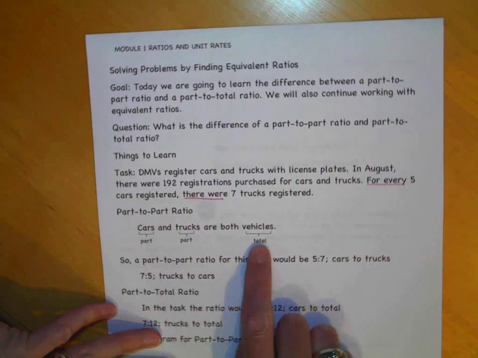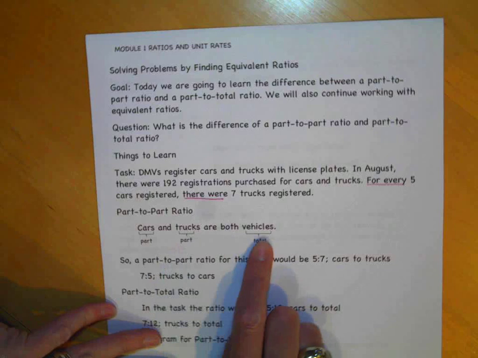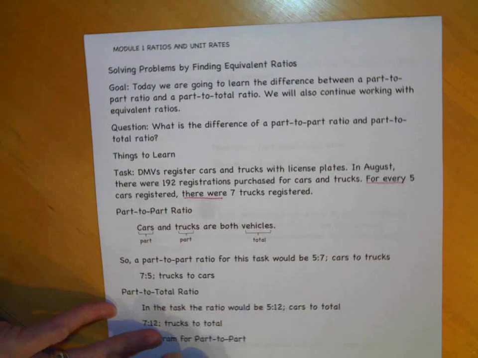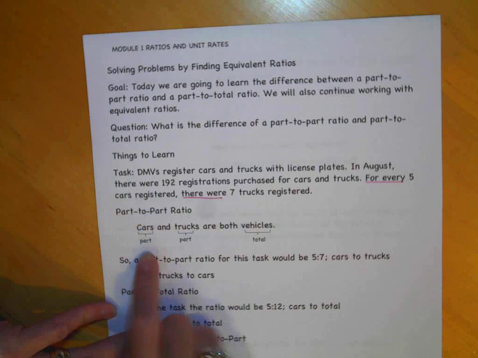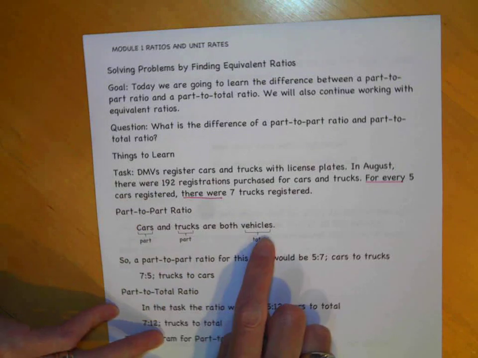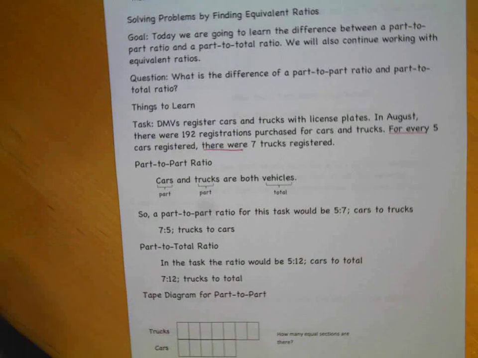So part, total, or part, whole. You may have heard it called that before as well. So trucks is a part, cars is a part, and they're both vehicles, so that's the total. Okay? So a part-to-part ratio for this task would be 5 to 7, cars to trucks, or 7 to 5, trucks to cars.